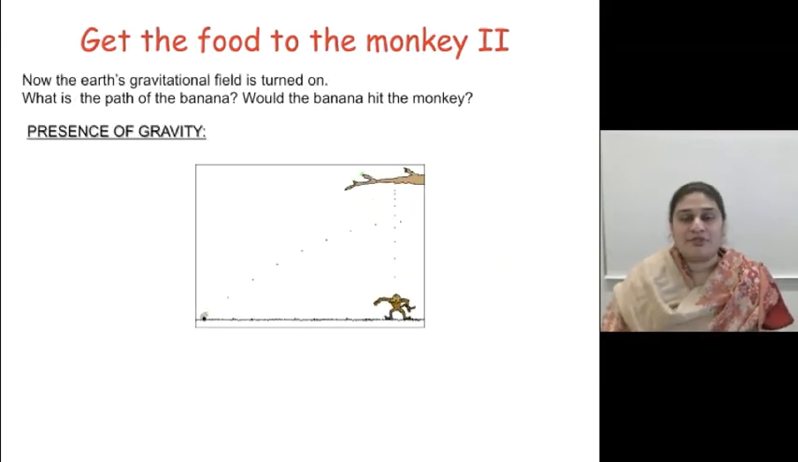So now what happens to this banana if the Earth's gravitational field is turned on? What path will the banana take and the monkey take? So in this case, the monkey falls to the ground and the banana goes over his head.